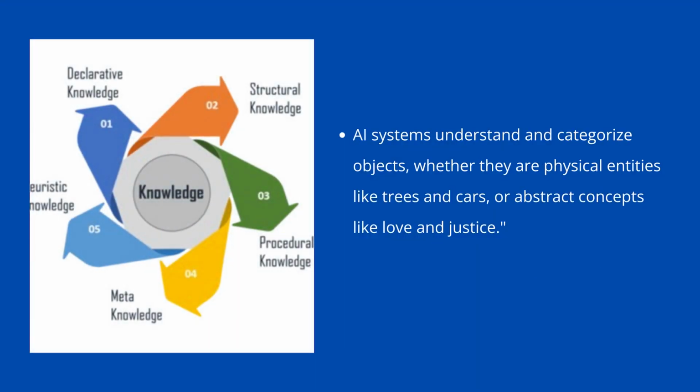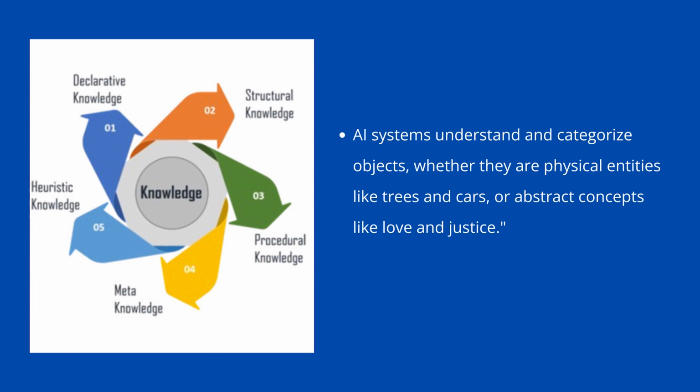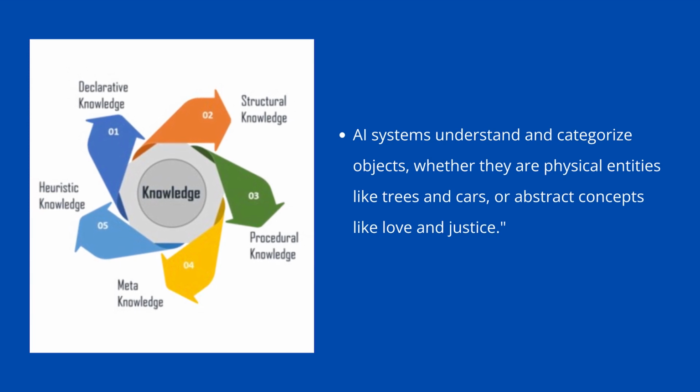AI systems understand and categorize objects, whether they are physical entities like trees and cars, or abstract concepts like love and justice.